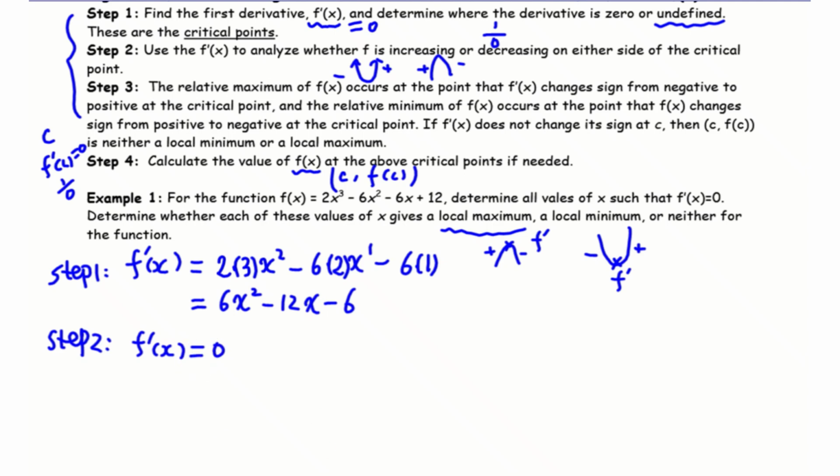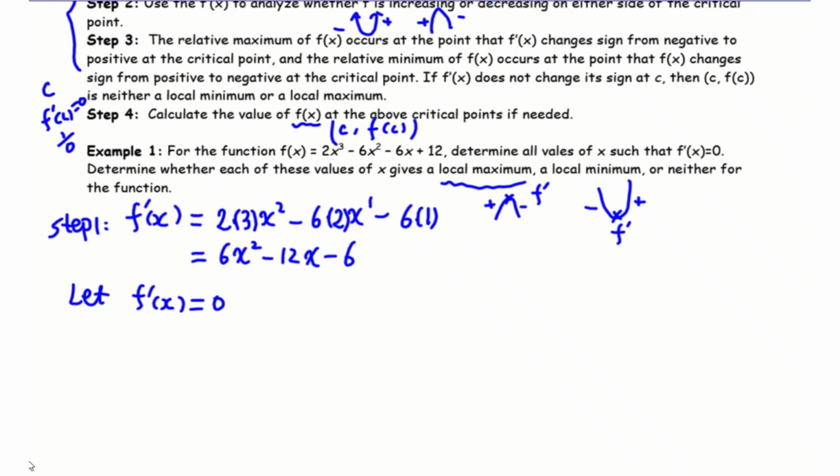So this is still the first step, okay? Let f prime x equals 0, then solve for the critical points. There is no denominator, so we don't have any x value that makes f prime x undefined. So we only have f prime x equals 0. So 6x squared minus 12x minus 6 equals 0.